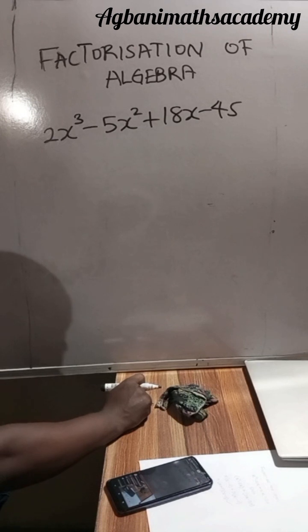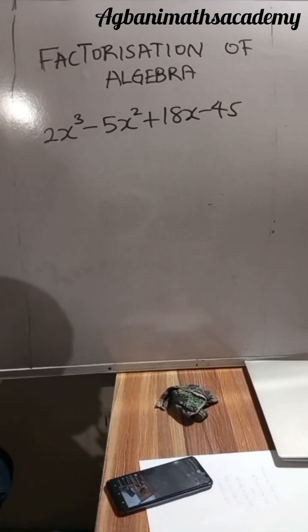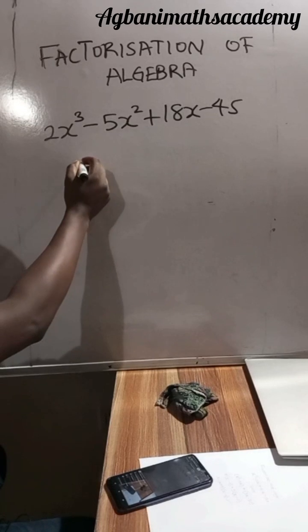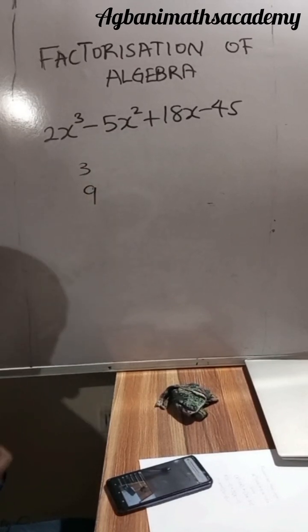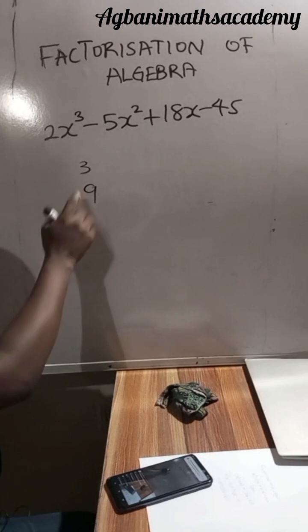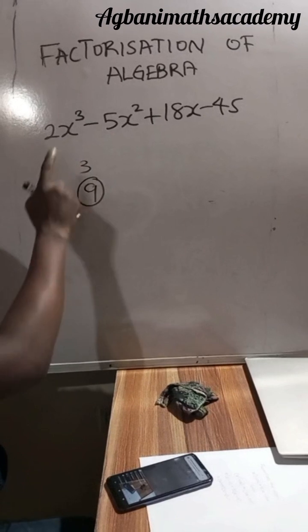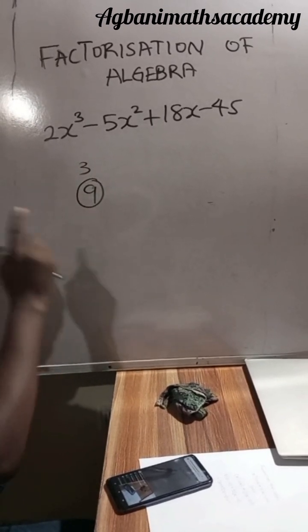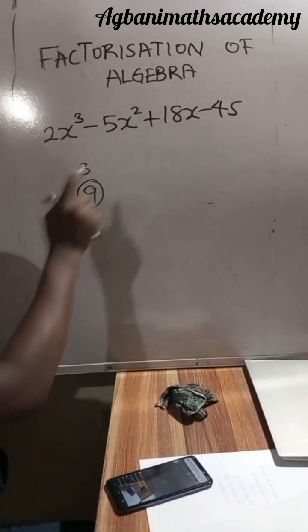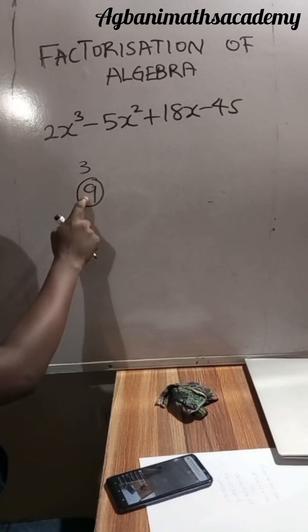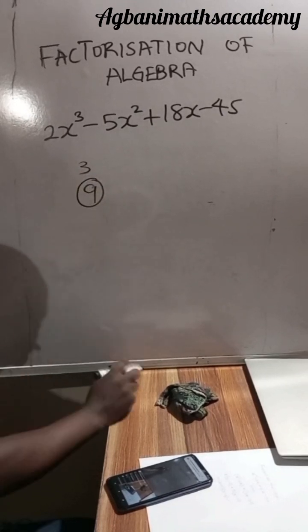There are numbers, not just one number, that can divide both 18 and 45. We have 3 and we also have 9. But among these two, we are going to pick the larger one. 3 can divide 18, 3 can divide 45, 9 can divide 18, 9 can divide 45 without leaving a remainder. But for the purpose of what we are doing, we are going to pick the highest common factor, the largest number that can divide both 18 and 45 without leaving a remainder.